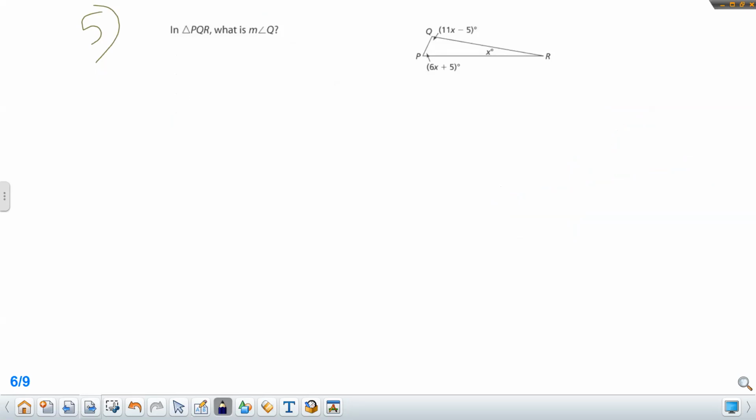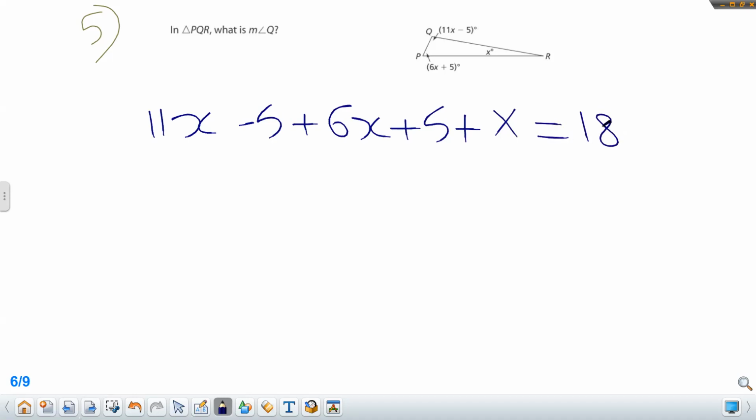Okay, first, you must ask yourself, what's the sum of measures of interior angles of any triangle? Excellent, 180. Here we have 3 unknown angles, Q, P, and R, but their measures are 11x minus 5, 6x plus 5, and x. Then if we add them, yes, the sum is 180. So we can say 11x minus 5 plus 6x plus 5 plus x equals 180.